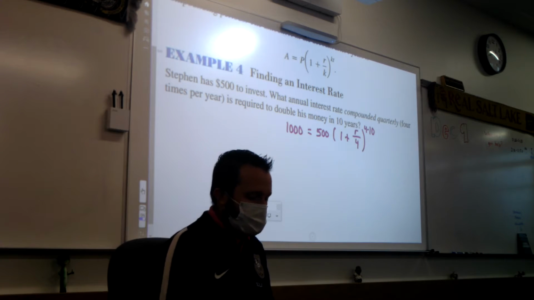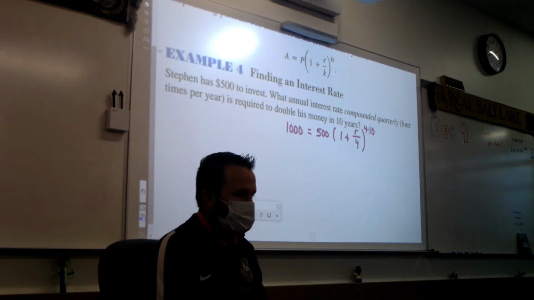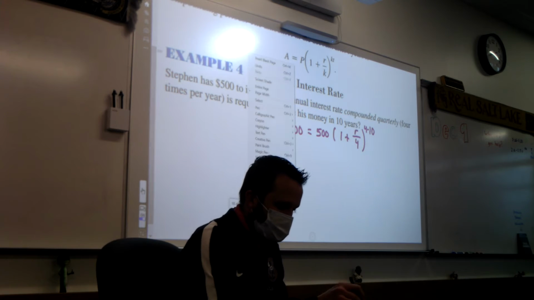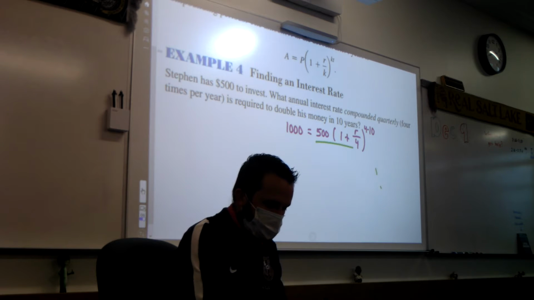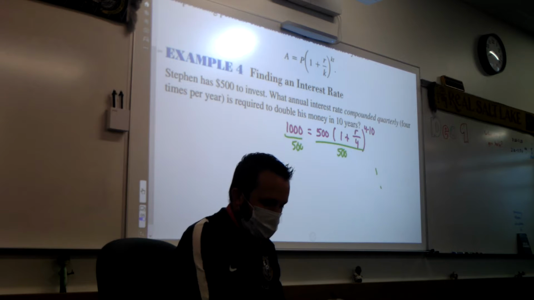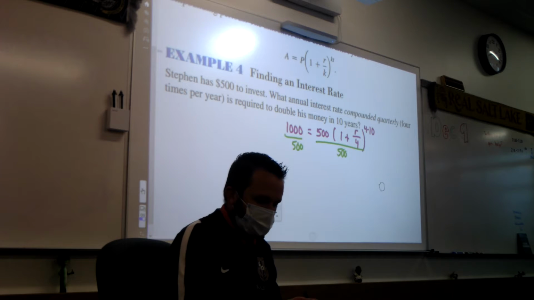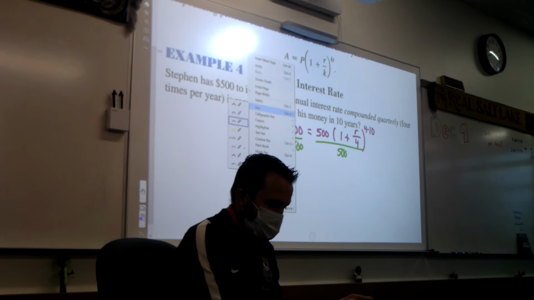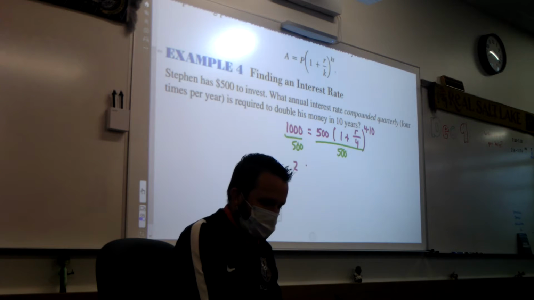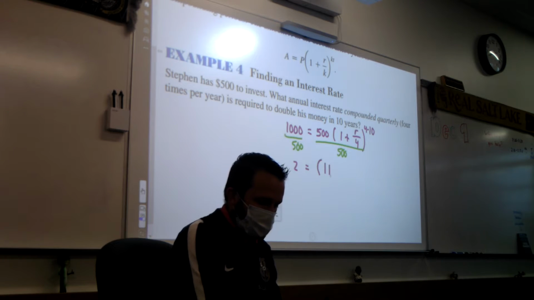So, what are going to be my steps here to solve for r? Just shout it out. What should I do first? Awesome, let's divide by 500. Which, if we're doubling it, it makes sense. What is that going to simplify to? Oh, good job. So now I have 2 is equal to 1 plus r over 4 raised to the 40th.